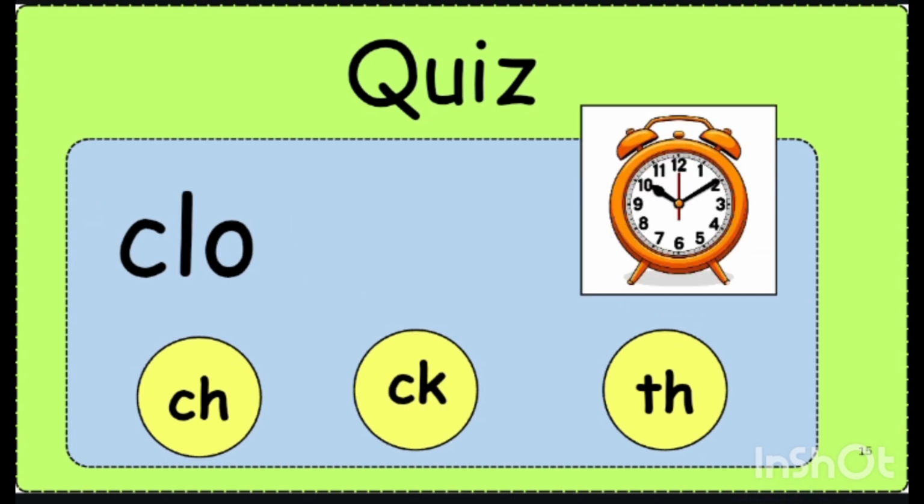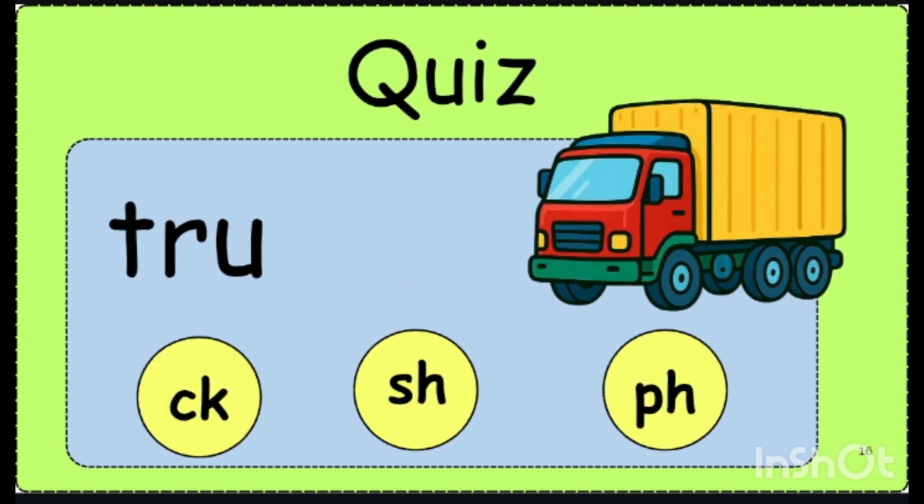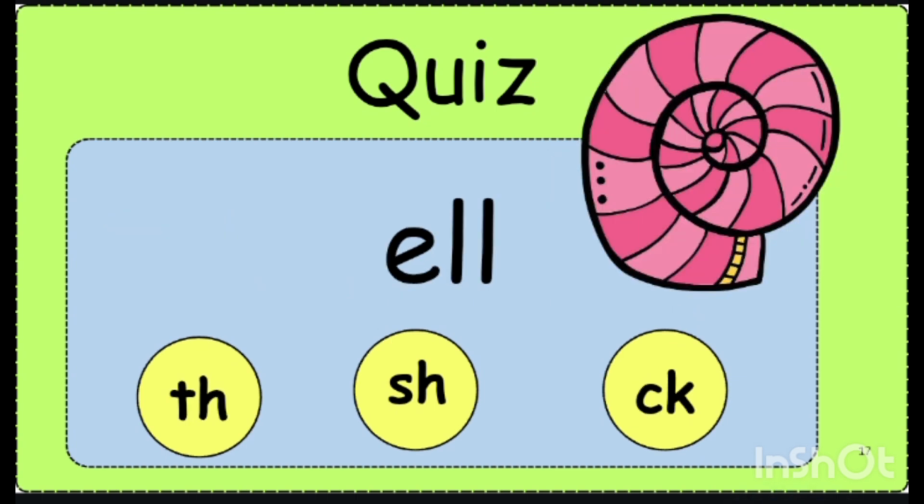Okay, so ch, k, th. Which digraph will come over here? This is a picture of a clock. Very good. Okay, so this is the next picture. Which digraph will come over here? Either it's ck, sh or f. Truck. Very good. This is the next picture.